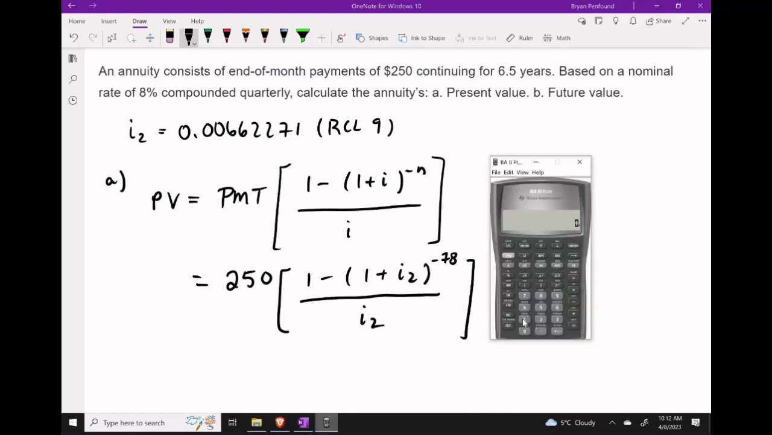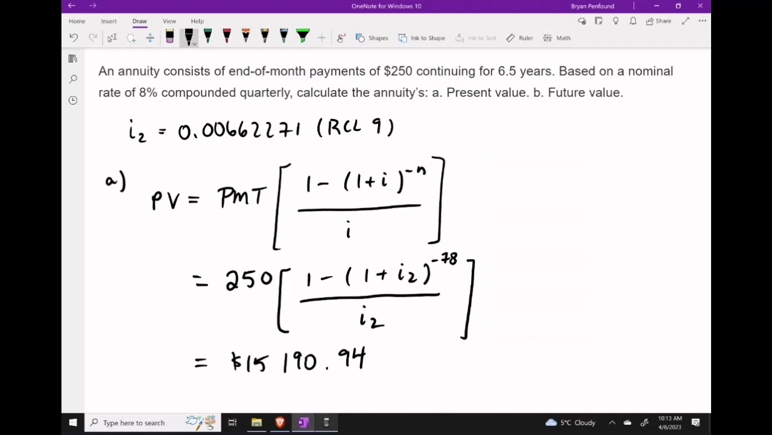Now we should be in good shape to go ahead and perform this calculation. 1 minus, open bracket, 1 plus, recall 9, close bracket, and let's raise that to the power of negative 78. I'm going to hit the equals button here just to get the number inside the numerator of our fraction. We need to divide this by recall 9, and then multiply by 250. And that gives us a present value of about $15,190.94.